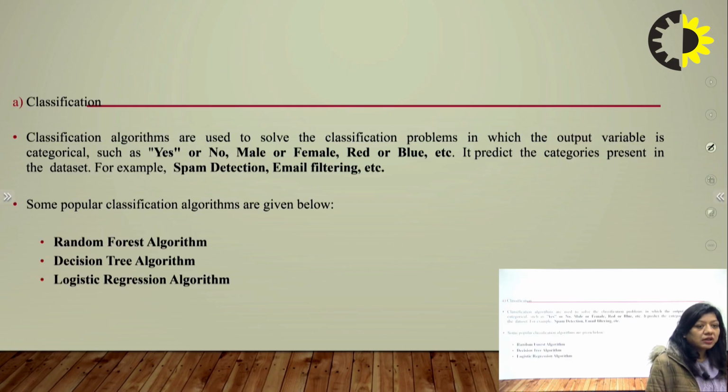Now, what is classification? Classification algorithms are used to solve classification problems in which the output variable is categorical, such as in the form of yes, no, male, female, red, blue, etc. So it predicts the category present in the dataset, for example, spam detection, email filtering, etc. Some popular classification algorithms are random forest, decision tree, and logistic regression.